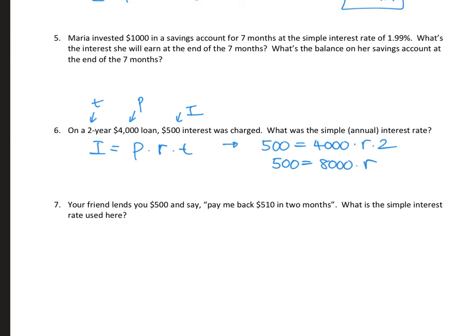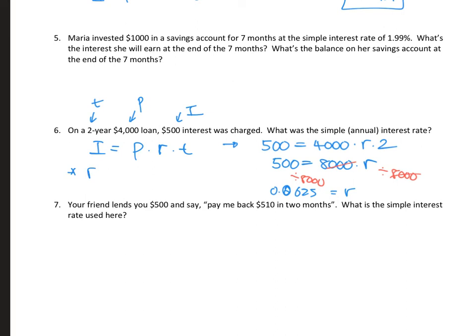Okay, here we have an equation. I want to solve for R. This is what they're asking for. R is multiplied by 8,000, so I'm just going to divide both sides by 8,000. 8,000 divided by 8,000, they cancel out. So 500 divided by 8,000, I'll get 0.0625 is equal to R.